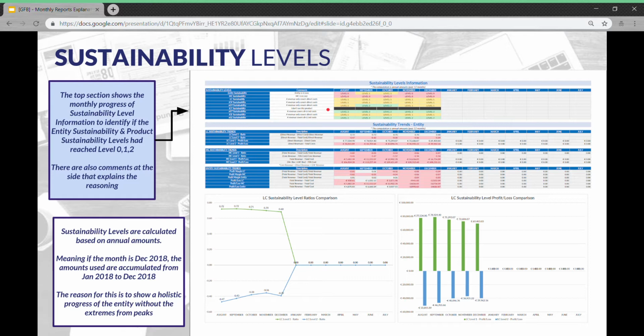As you may know, every month there are different variations in terms of financial movement. There are certain months that we have very high revenues, very low revenues. There are even times that there is just not that much movement at all. So that's why the sustainability levels calculation is based on annual amounts, so that it would be more holistic in terms of how we view the progress of our financial health.